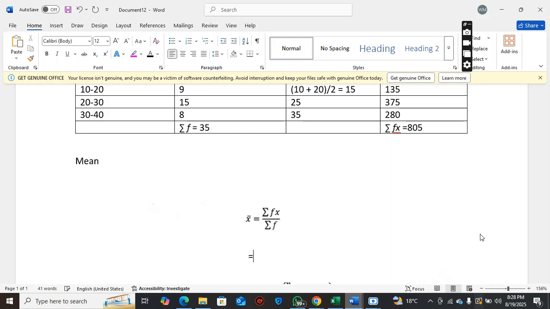So for the mean, summation of fx is 805, divided by summation of f, which is 35. So our mean is 805 divided by 35, which is 23. Our mean is 23. Any questions or queries?